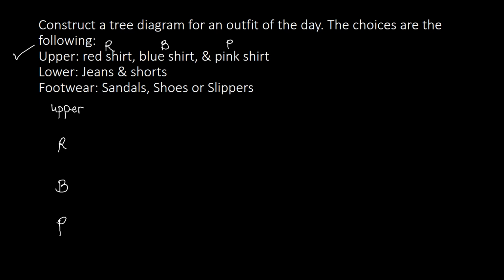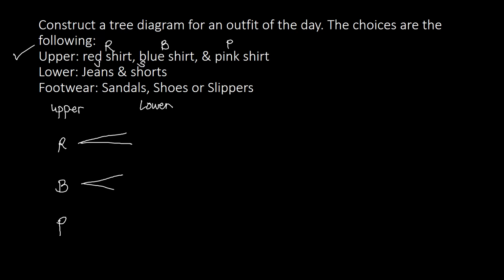Next, we go to the lower. So under lower here, we have jeans and shorts. I'll be representing this one as J and S for this one. So again, we have jeans and shorts. There are two options on the lower. So we will be branching from the first option from the upper into two branches because again there are two options under the lower. So we have 1, 2.